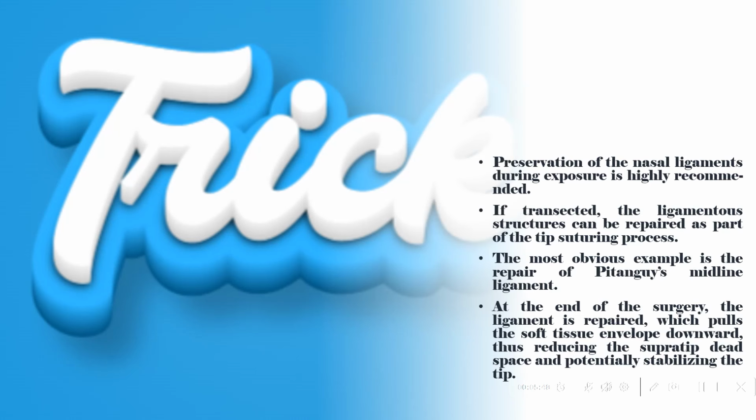The most obvious example is the repair of Pitanguy's midline ligament. At the end of the surgery, the ligament is repaired, which pulls the soft tissue envelope downward, thus reducing the supratip dead space and potentially stabilizing the tip.